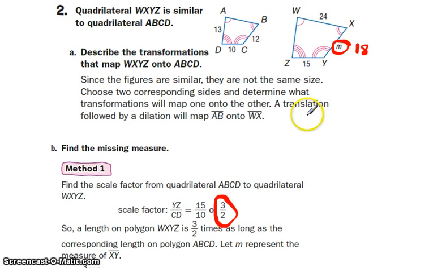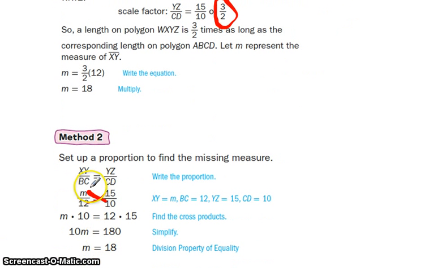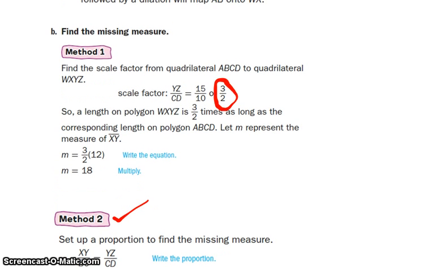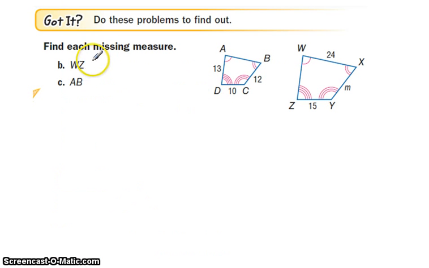So in either case, we end up with the same answer. It just is if you like to use the scale factor and do some multiplication, or you like to set up a proportion, cross multiply and divide. Again, I tend to like method 2 a little bit better, just because we're more familiar with it. But in your next got it problems here, I'll do B and C both ways so you can see both types of problems. So right now, go ahead and pause the video and try these got it problems. You're looking for the missing side, okay?